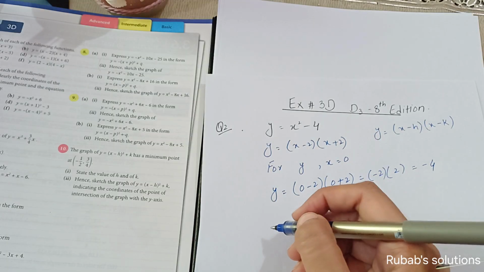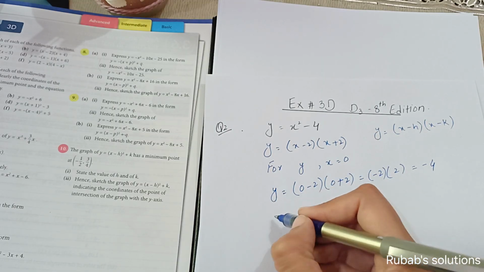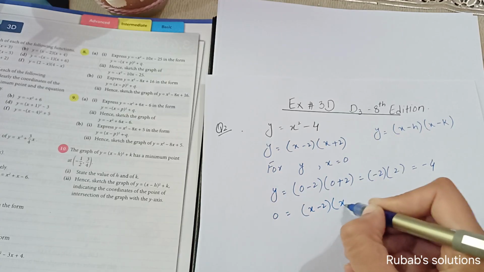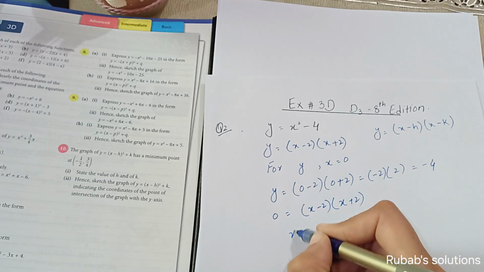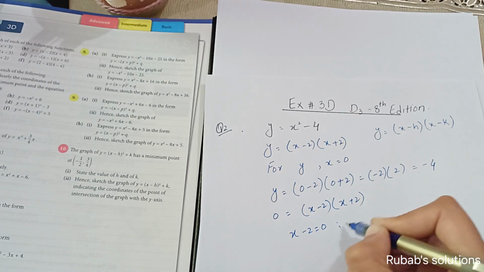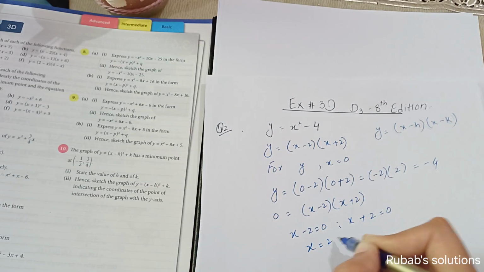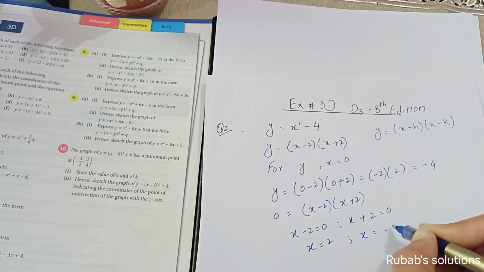For x intercept I will put y equal to 0, so 0 will be equal to x minus 2 and x plus 2. So either x minus 2 is equal to 0 or x plus 2 is equal to 0. So from here x is equal to 2 and from here x is equal to minus 2.